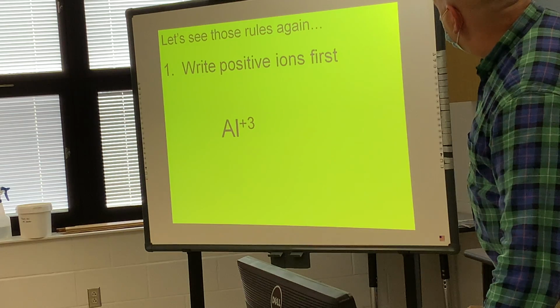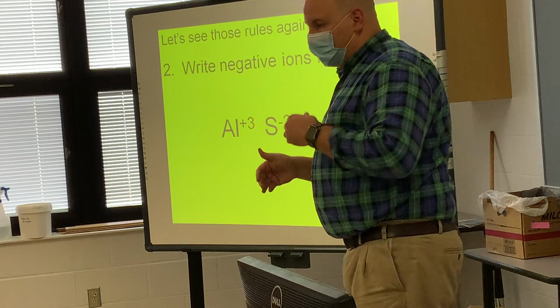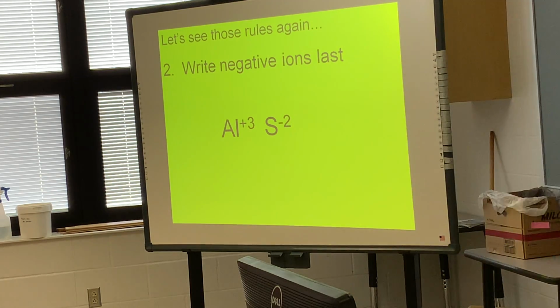So let's say you have Al positive 3 and S negative 2. Tell you what, this will be easier, take out a clean sheet of paper here. I'm going to work this out on the board.